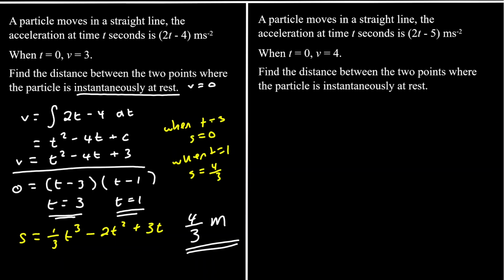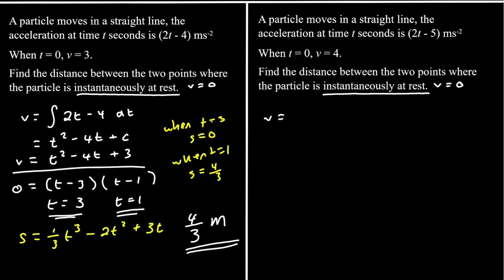Okay, one for you to try. See if you can give it a go. So we have the acceleration, which is 2t minus 5. We know when t equals 0, the velocity is 4. We want to know the distance between the 2 points where it's instantaneously at rest, where v equals 0.